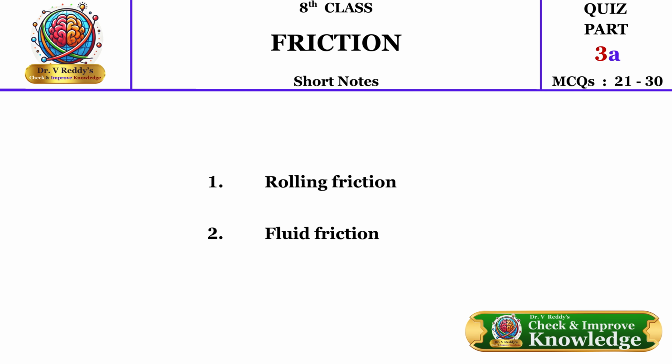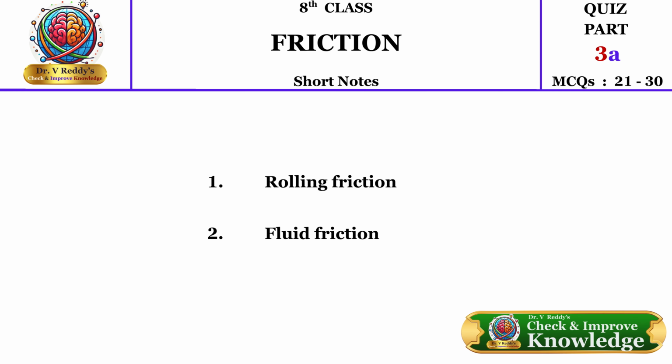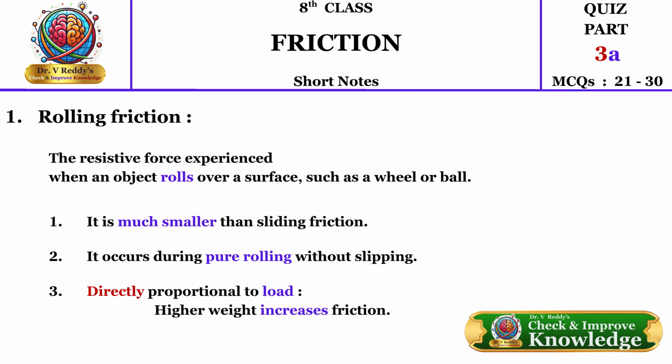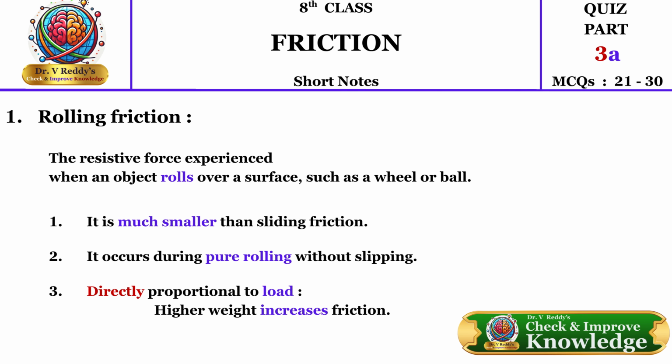Short notes on 1. Rolling friction, 2. Fluid friction. 1. Rolling friction. The resistive force experienced when an object rolls over a surface, such as a wheel or ball. Key points are: 1. It is much smaller than sliding friction. 2. It occurs during pure rolling without slipping. 3. Directly proportional to load. Higher weight increases friction.